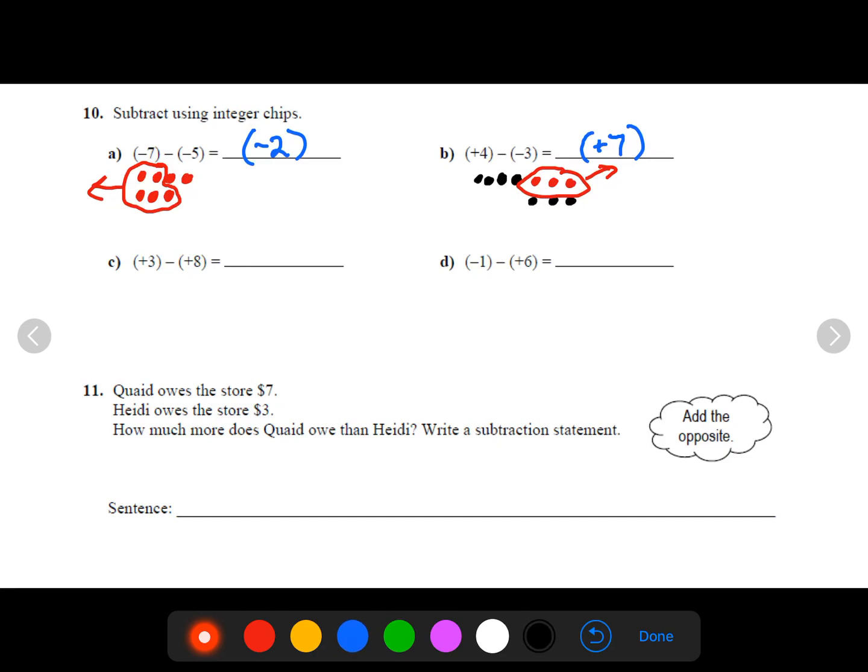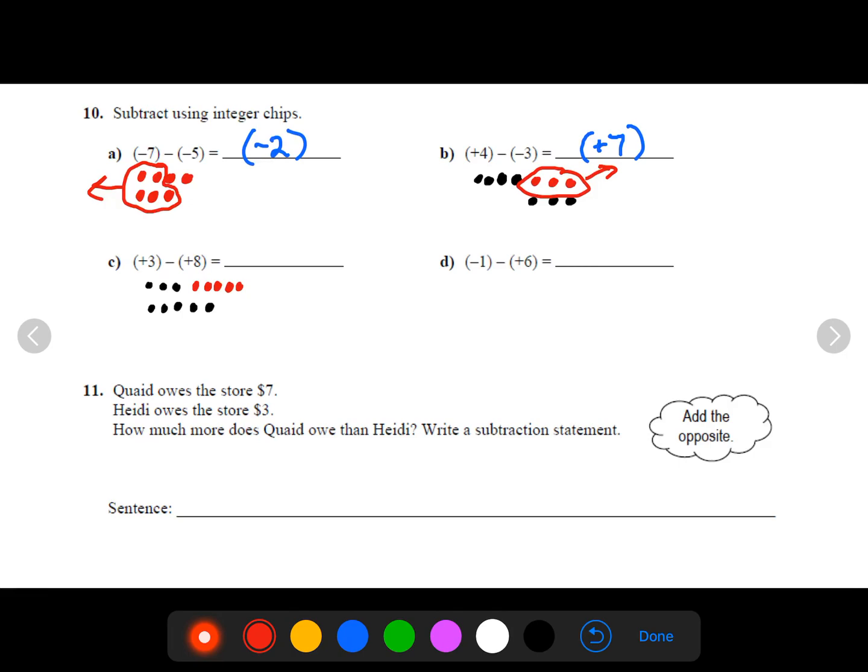Next up, I have 3 positive chips to start with, and then I'm having to take 8 away. Well, I've only got 3, so I'm short 5. So in that case, I'm going to add 5 zero pairs. And so I've added 5 negatives. I'm going to add 5 positives to go with that.